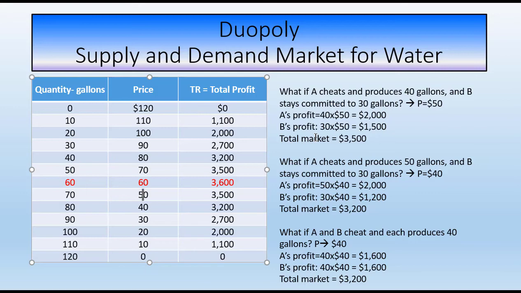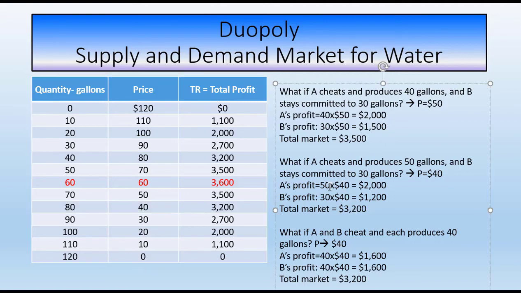What happens if A goes a step further and produces 50 gallons and B stays at 30? Well, then the price goes to $40. And that's because we're producing 80 gallons. Well, at 80 gallons, we're right here, and the price is going to be $40. And the total payoff in this situation will be $3,200.